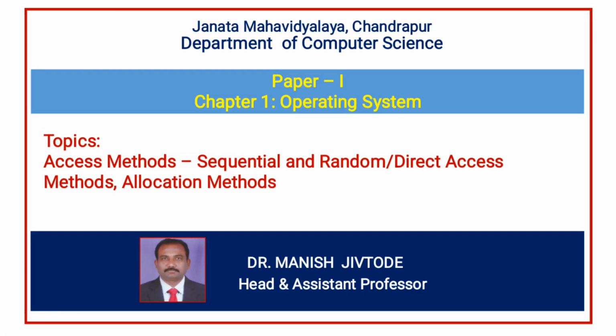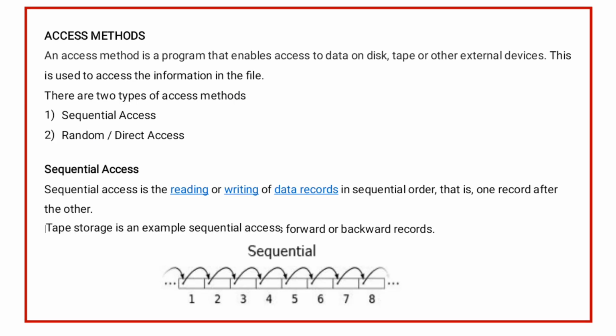The topic of this video lecture is access methods. Now, first, we will discuss what is an access method. Access method is a program that enables access to data on disks, tape, or other external devices. This is used to access the information in the file. There are two types of access method. The first type is sequential access and the second type is random or direct access.